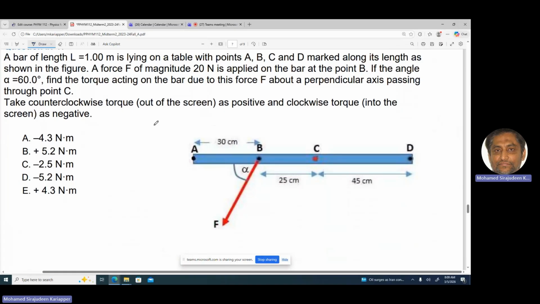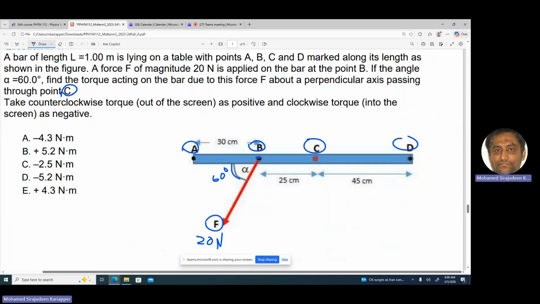Force 20 Newton, so this is 20 Newton, is applied on the bar at the point B. If the angle alpha is given 60, find the torque acting on the bar due to this force about a perpendicular axis passing through the point C. This is very important because we have so many points.